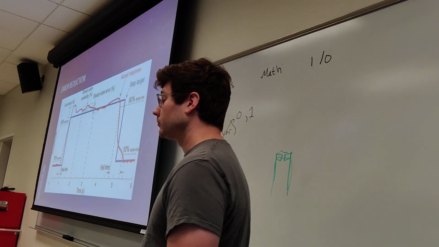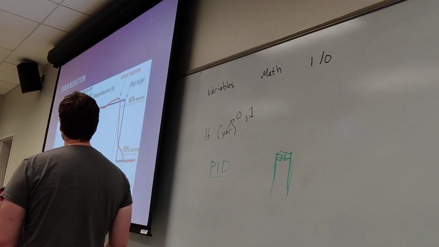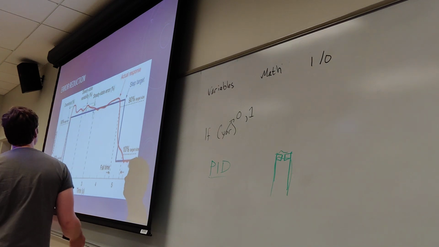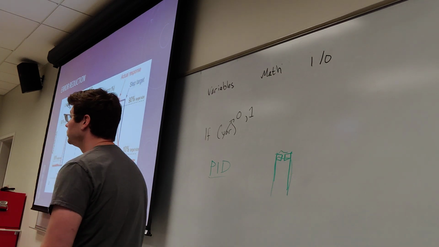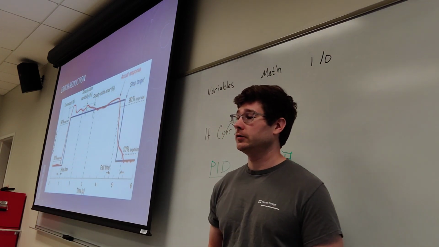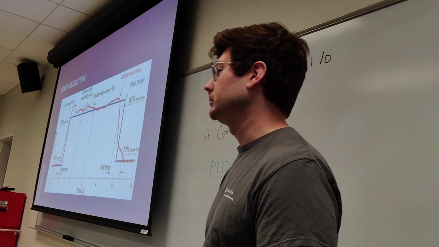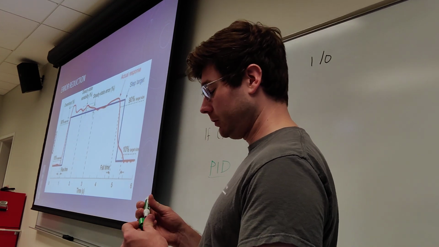Error reduction. I want you guys to know these terms: overshoot, undershoot, steady state variability, rise time, fall time, step time, response time. All these are very important.